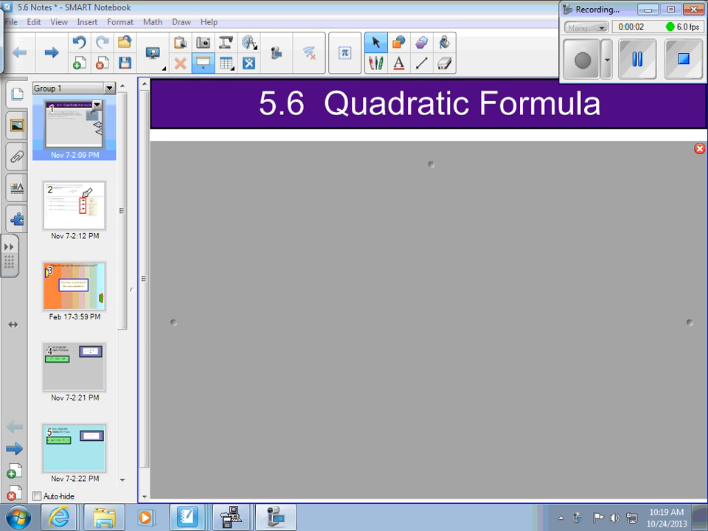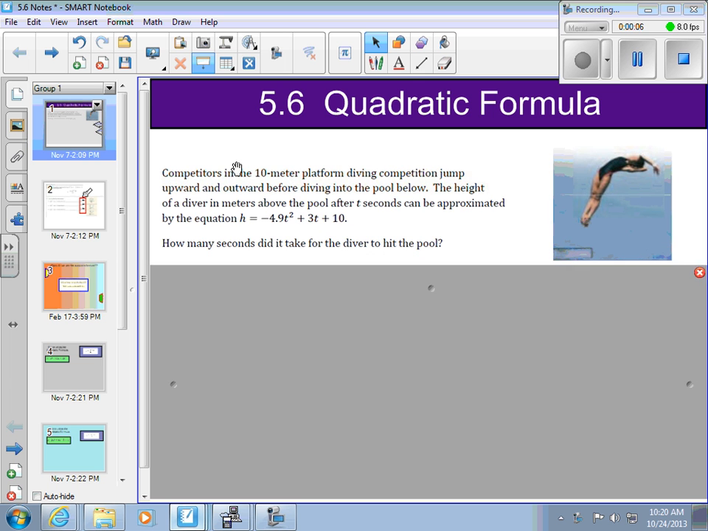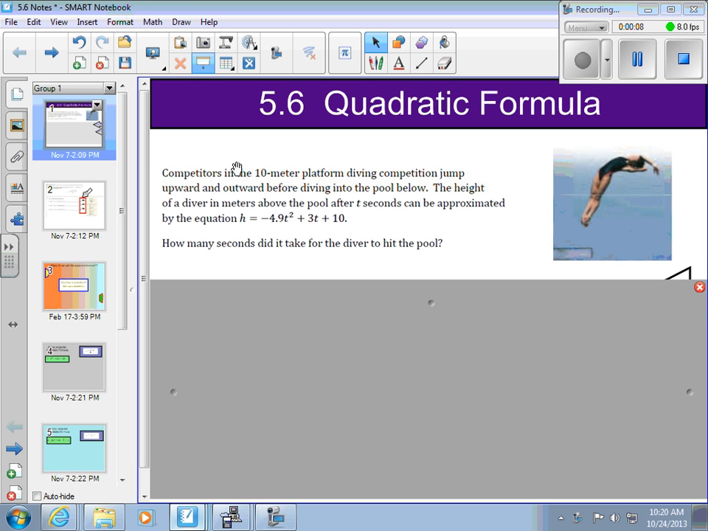Today we're going to look at solving quadratics one more way here. This first problem on your note sheet says, competitors in the 10-meter platform diving competition jump upward and outward before diving in the pool. The height of the diver in meters above the pool after t seconds can be approximated with the following equation. How many seconds did it take the diver to hit the pool?